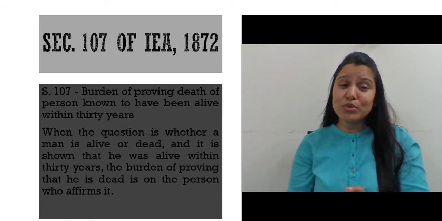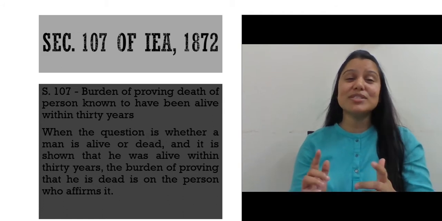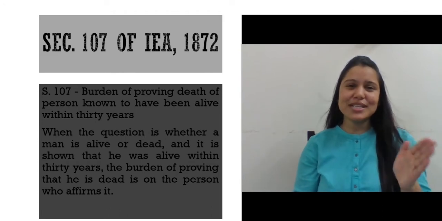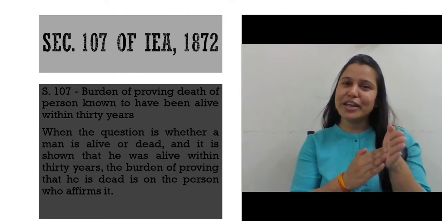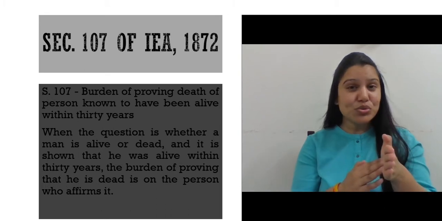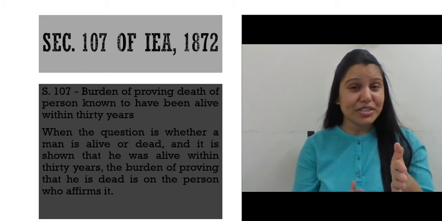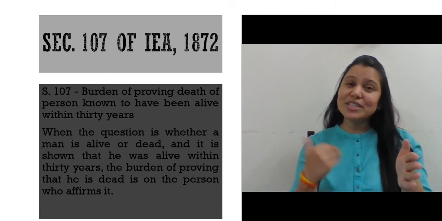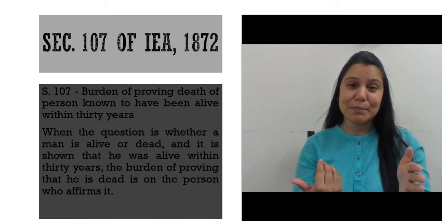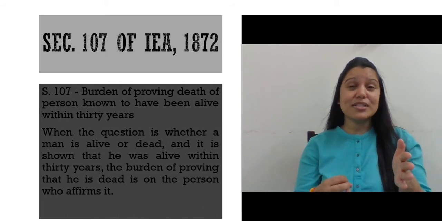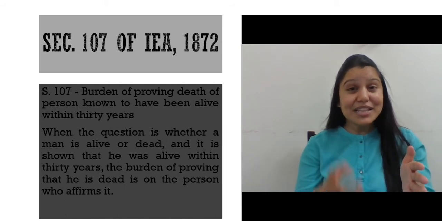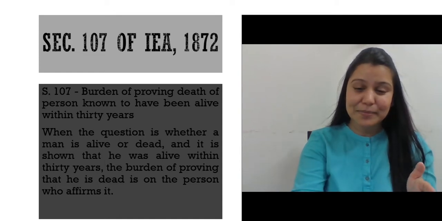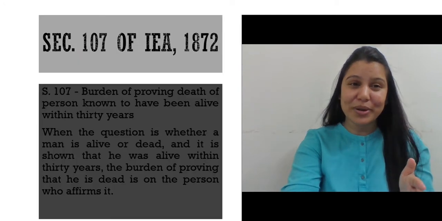Now the burden of proving that he's dead is on the person who says that he's not alive. Are you getting my point? The point is there is a question whether A is alive or dead. Now it is shown by other people or by other evidences that people have seen him alive within 30 years. Now, if somebody says that no, he's dead, then the burden of proof is on the person who says that he's dead. I hope you got this very point, right?